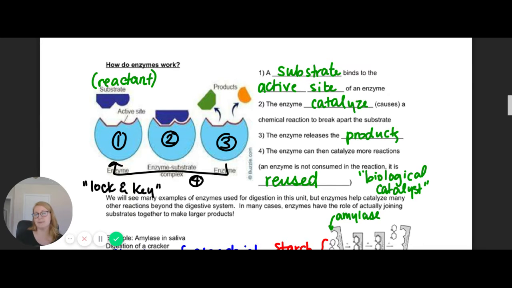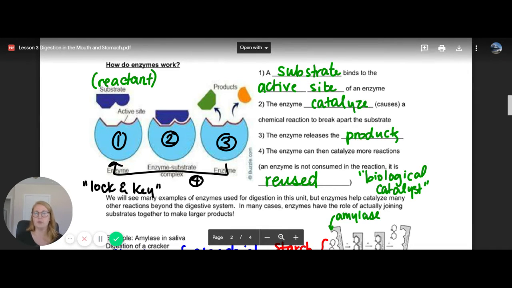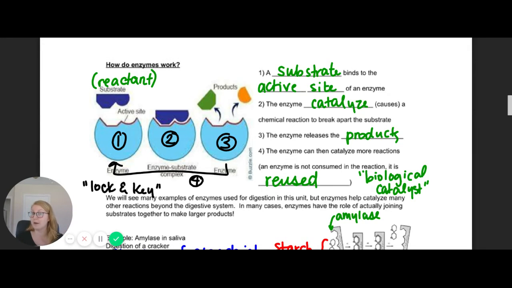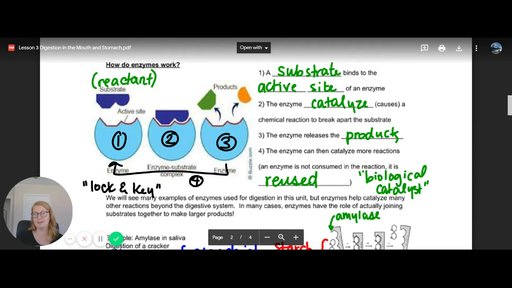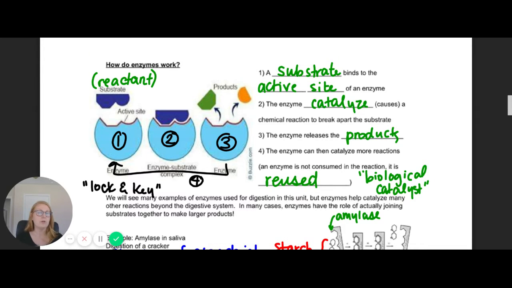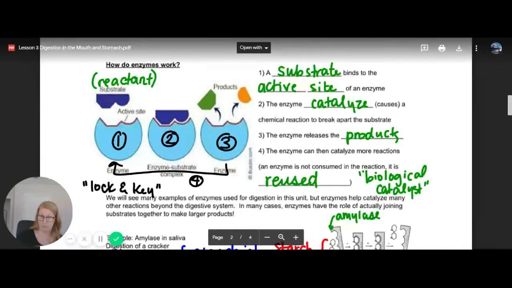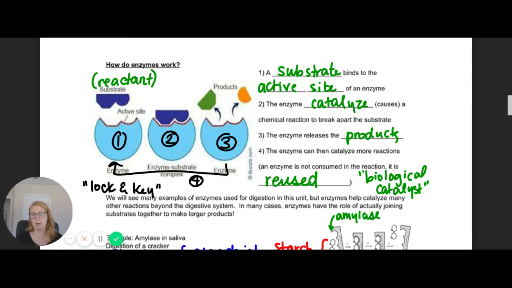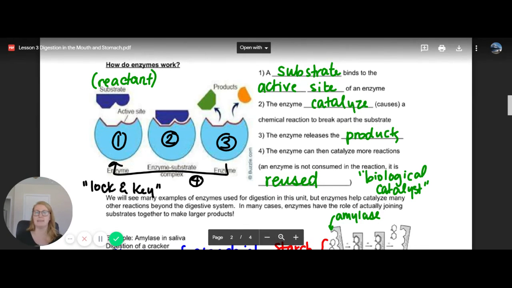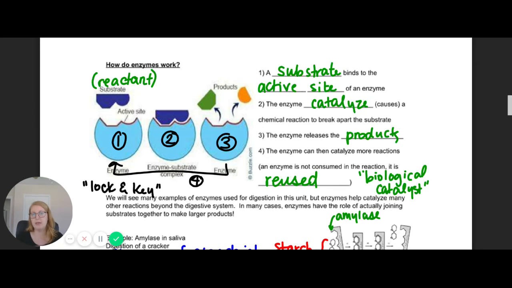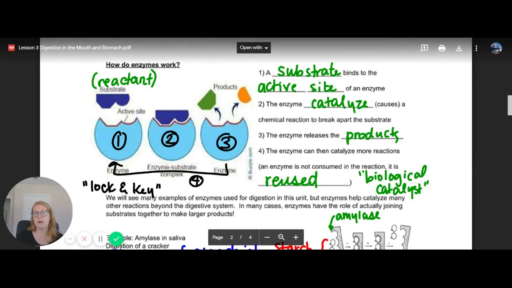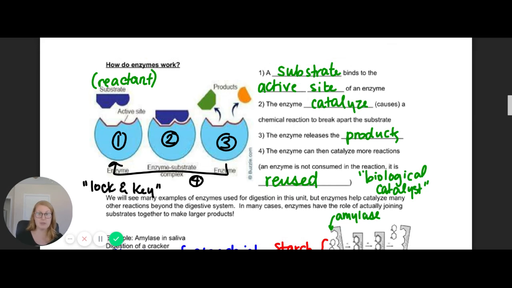The enzyme catalyzes or causes a reaction in step 2, which then in number 3 is going to break that substrate apart. And that then releases the products. The enzyme, which is really cool, will continue to get reused by the cell. We call it a biological catalyst, and what that means is enzymes are always reusable. Some of them work millions of times per second if you're looking at a really quick enzyme. So it's really important that, like I said, these do not become damaged and they can continue working on and on and on.